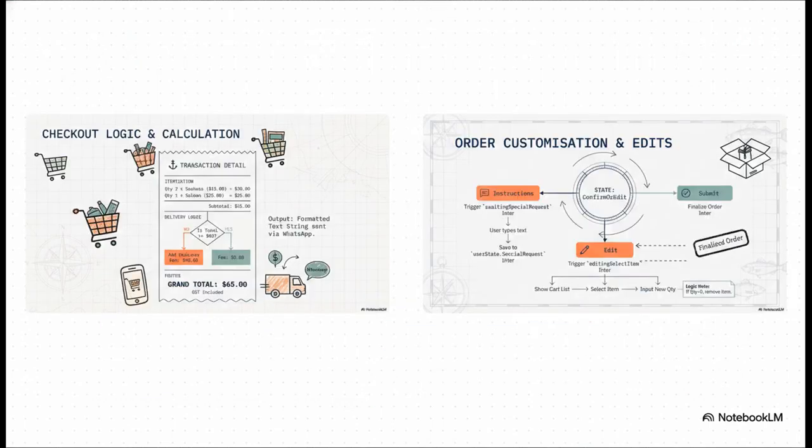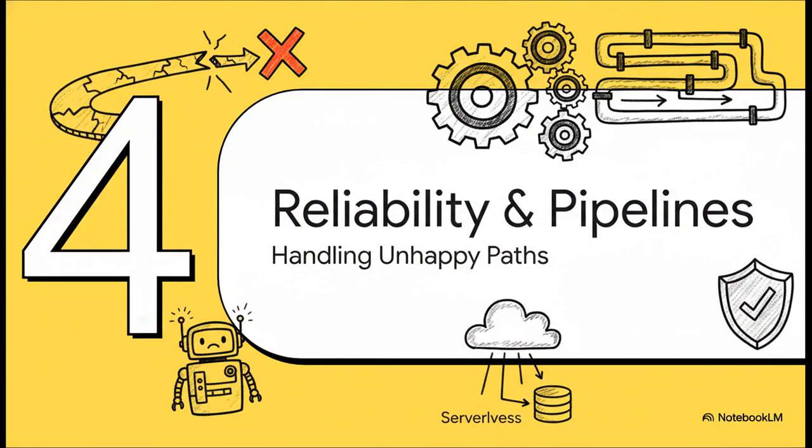Once you're ready to check out, the logic kicks in to crunch the numbers. It lists everything in your cart, calculates the subtotal, and then applies business rules, like adding a delivery fee if your order is below a certain amount. At the same time, there's a neat little state machine that lets you make last-minute changes, like adding special instructions or editing an item's quantity before you finalize everything. It's super flexible.